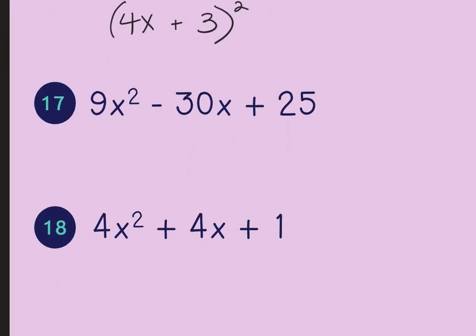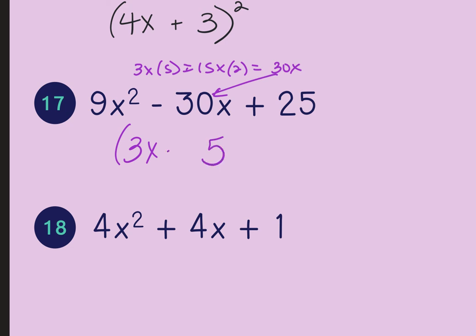Are 9 and 25 perfect squares? Yes, this would be 3x times 5, which is 15x, times 2, 30x. Does it match? Yes, so then I square root first term, square root last term, sign from the middle, put it in parentheses, and square it.